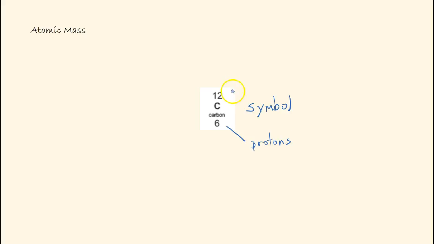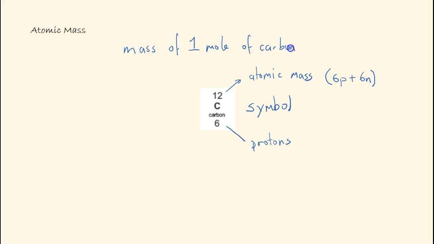And the 12 is the atomic mass, and that is 2 useful pieces of information. In this instance, it tells us the number of protons and neutrons. So we know that we have 6 protons and 6 neutrons, because those 2 added together is going to give us 12. But it also tells us that the mass of 1 mole of carbon atoms is equal to 12 grams. And in fact, it's 12 grams per mole.